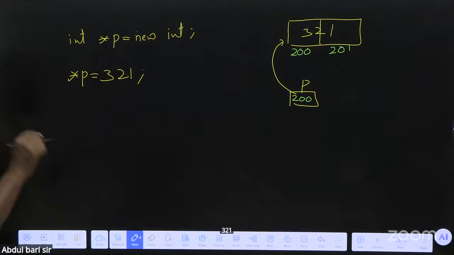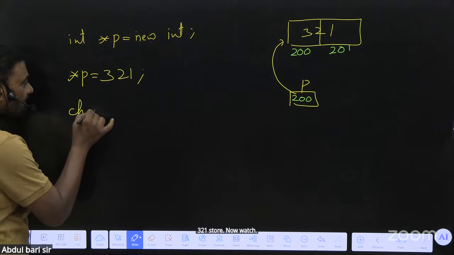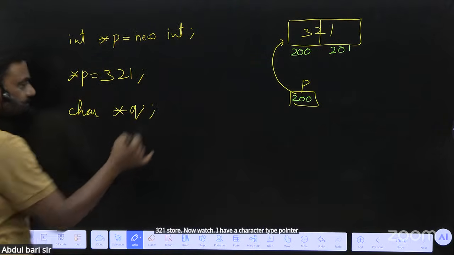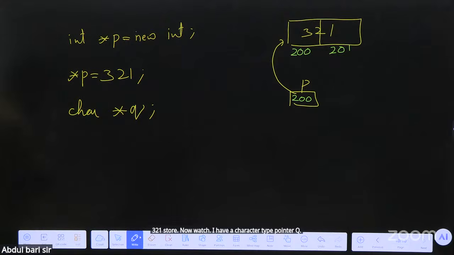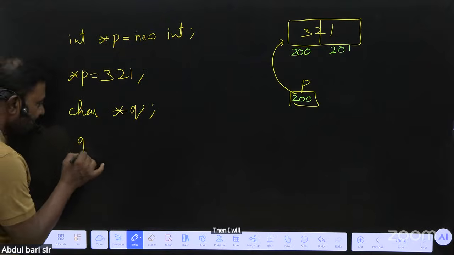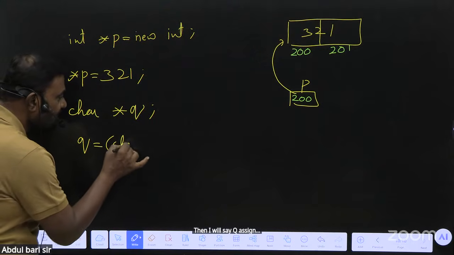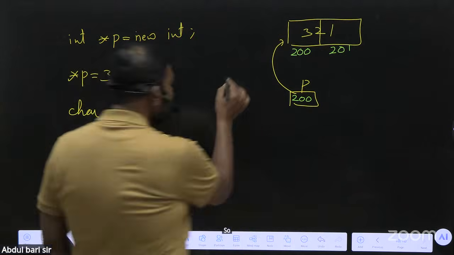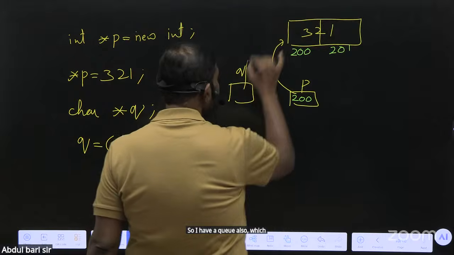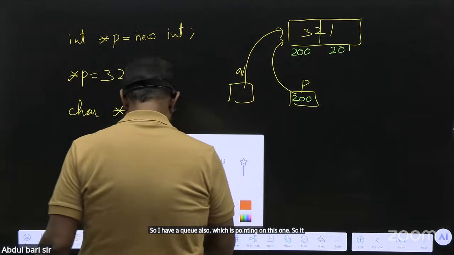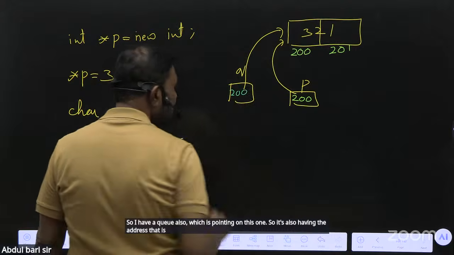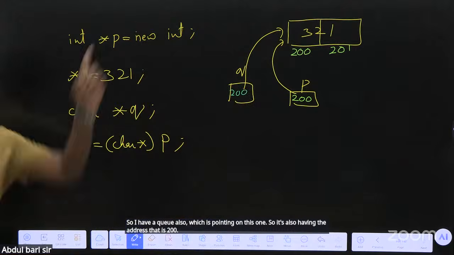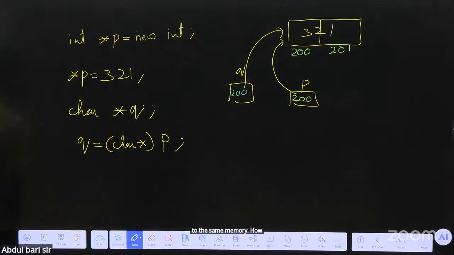321 stored. Now watch. I have a character type pointer q. Then I will say q assign char type cast of pointer with p. So I have a q also, which is pointing to this one. So it also has the address that is 200, to the same memory. How many bytes of memory? 2 bytes. Who is pointing? p. Who is pointing? q.